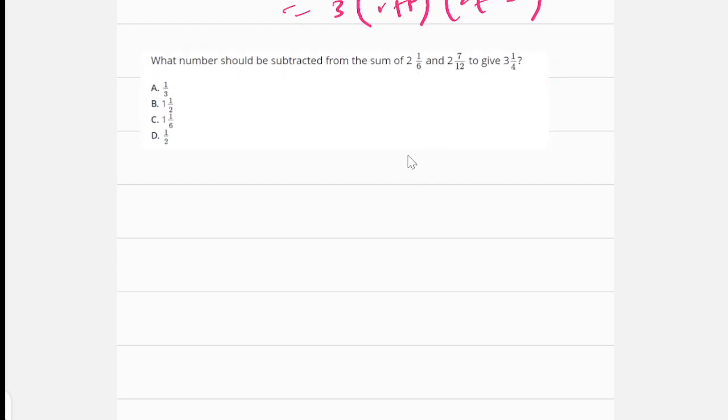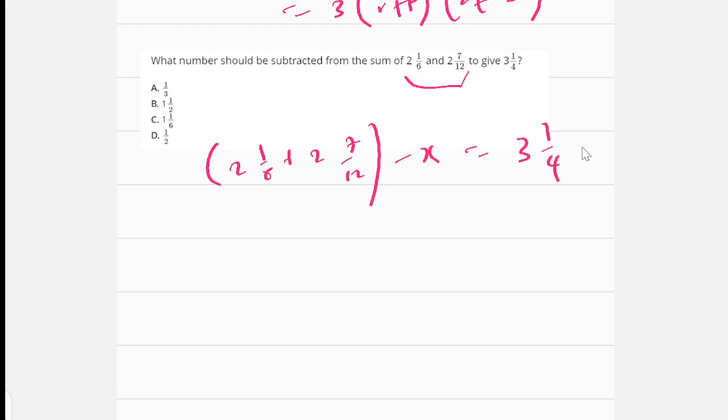Let the number be x. If the number is x, that is from the sum of these two guys, 2 whole number 1 over 6 plus 2 whole number 7 over 12, minus x to give this 3 whole number 1 over 4. If I were you, I can convert this back to improper fraction, or you can do it straight away like that. You understand now? If you are sure you are not going to make a mistake.